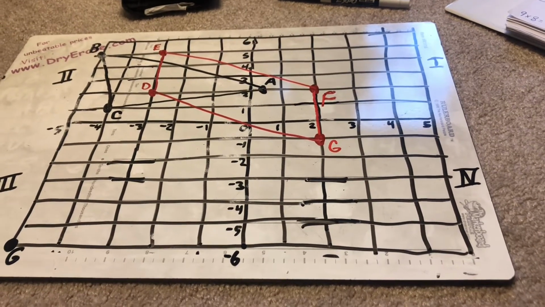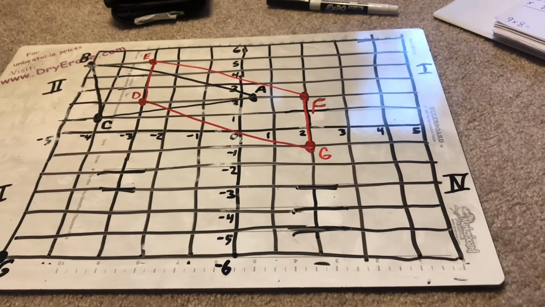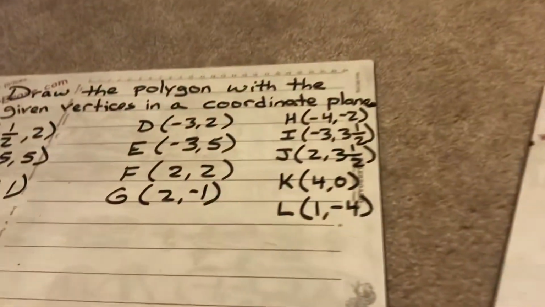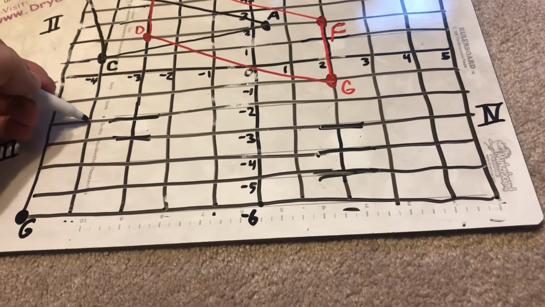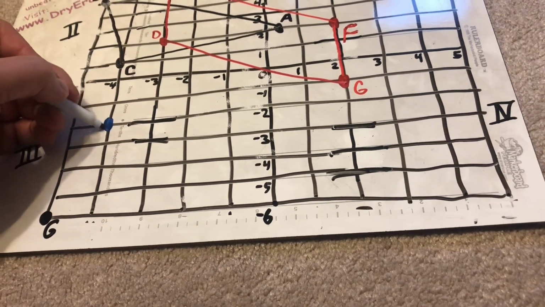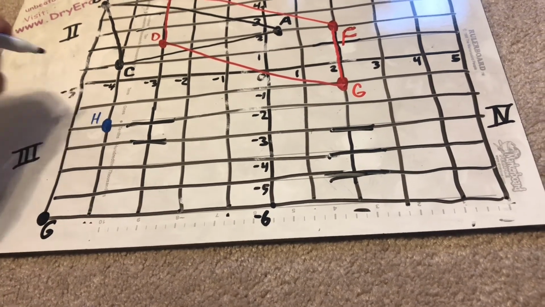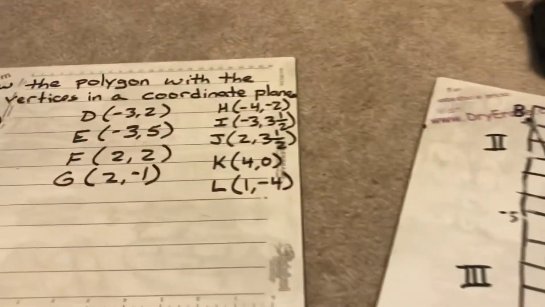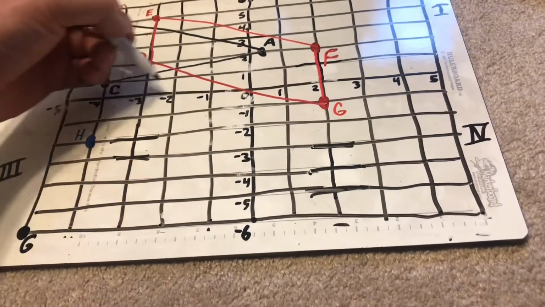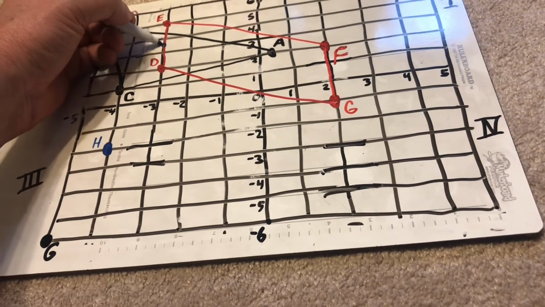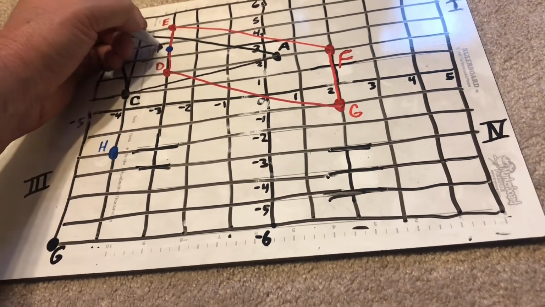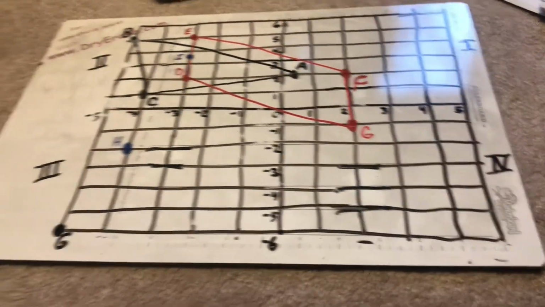Okay, let's go ahead and switch out, and let's use blue for our final figure. And it tells us that point H is going to go at -4, -2. So I'm coming over here. I'm going to go left 4, down 2, -4, -2, point H. Point I is at -3, 3.5. So I'm going over 3, and I'm going up 1, 2, 3. There's 4. 3.5 is going to be right in the middle. That's point I.